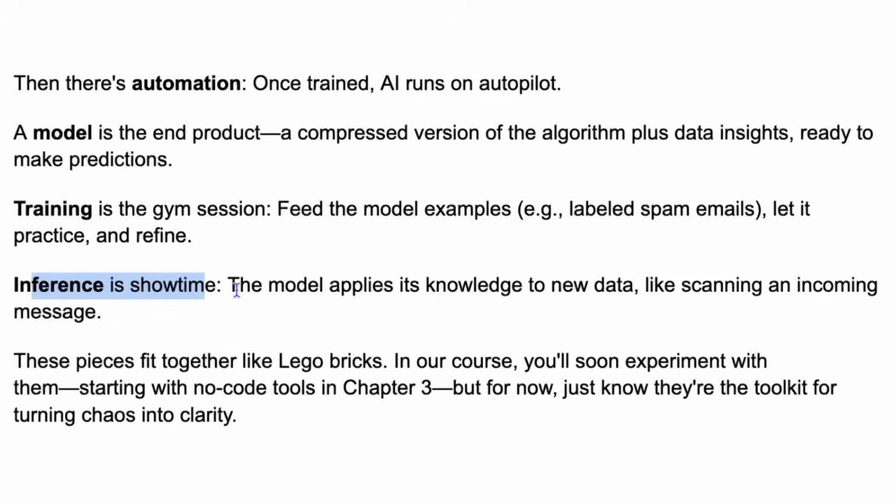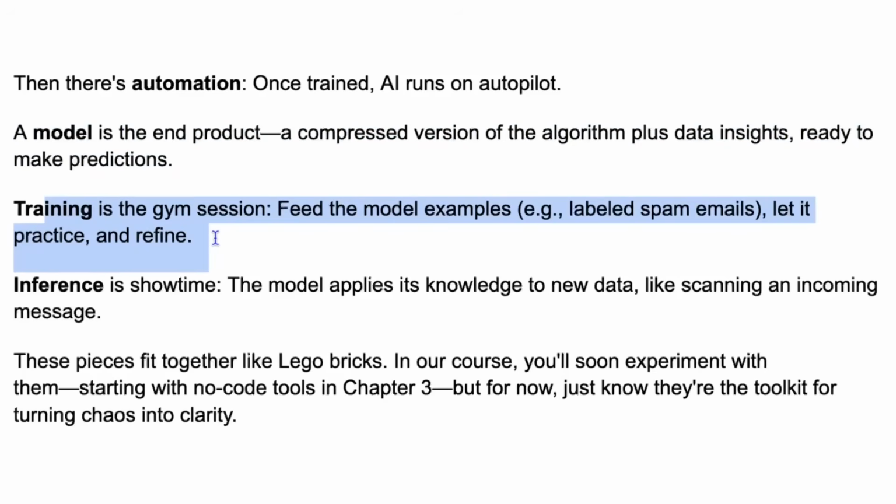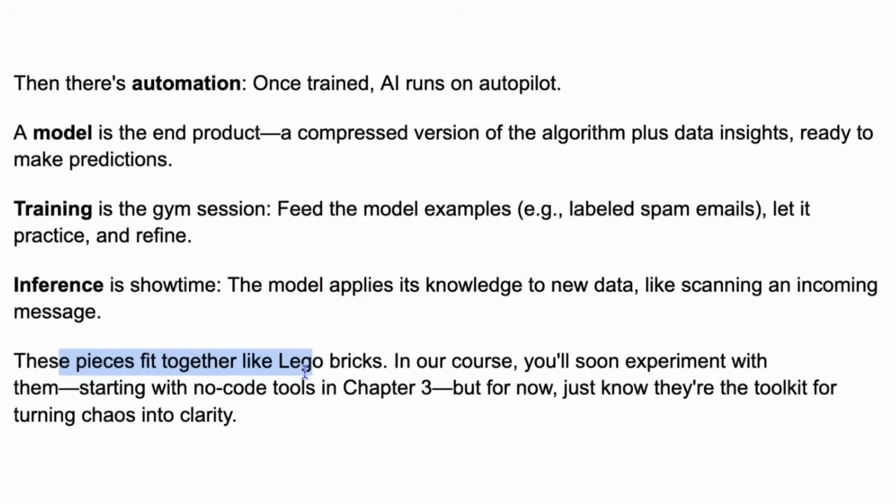It's basically the real life scenario where the model applies its knowledge to new data that's coming based on its previous data that was fed into it, like scanning an incoming message in an email. So the model itself, right, is trained on practice data, and once it has enough data and enough of a frame of reference, then we can do inference. That model can actually infer in real life situations and start making predictions based on all of the data that it was fed before. All of these pieces fit together like Lego bricks, and in our specific course that we're dealing with, we're going to be experimenting with these different pieces, starting with no code tools in section 3.